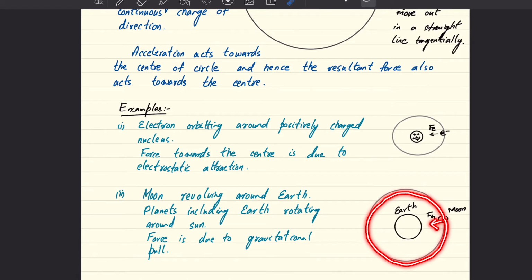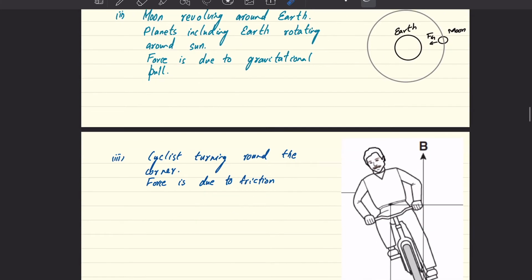So, in different situations, the centripetal force, which is the resultant force towards the center, is provided by different sources. In case of an electron orbiting around a positively charged nucleus, the centripetal force is provided by the electrostatic pull. In case of the moon orbiting around Earth, the centripetal force is provided by the gravitational pull. Similarly, if a cyclist is taking a turn and going in a circular path, then the centripetal force would be towards the center, and that would again be provided by some source. In this case, that is the force of friction.